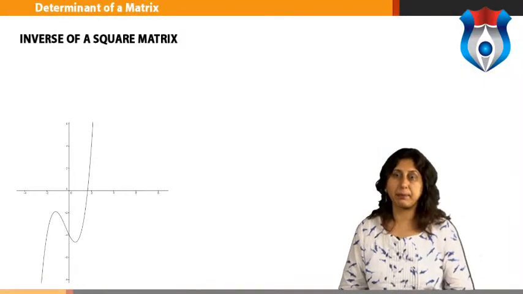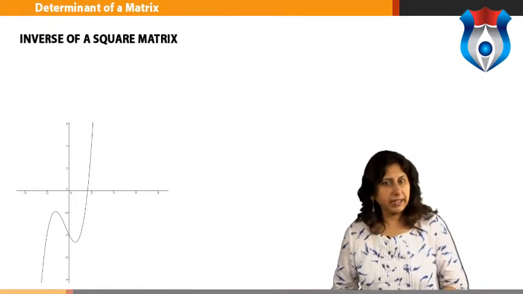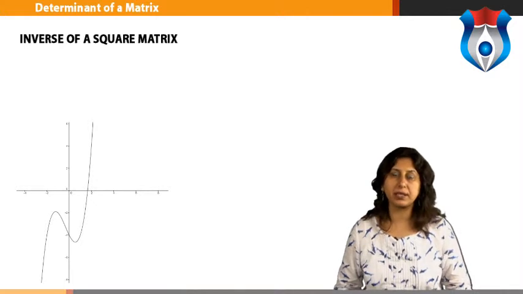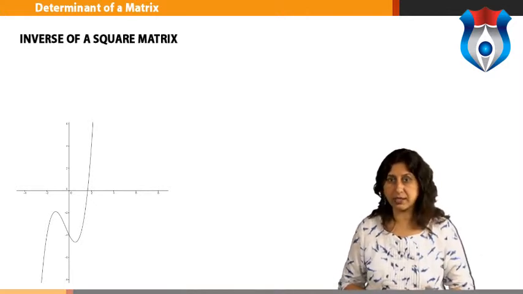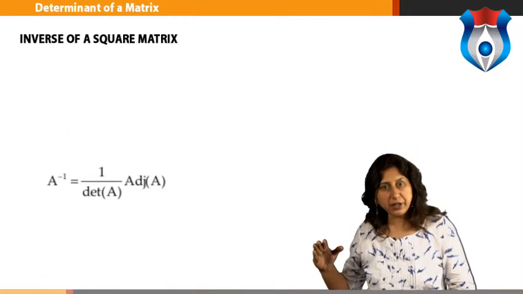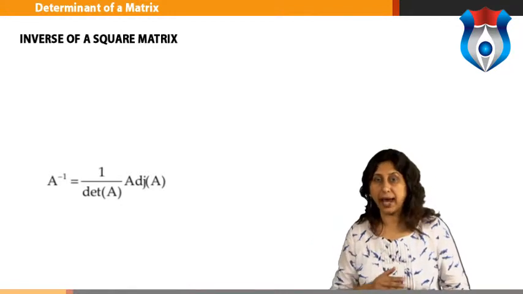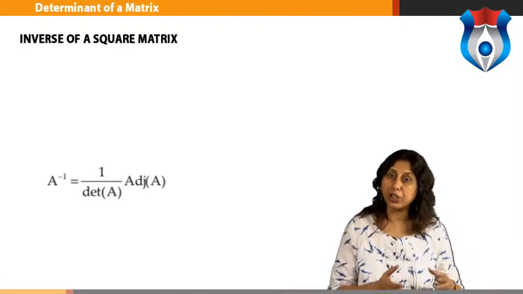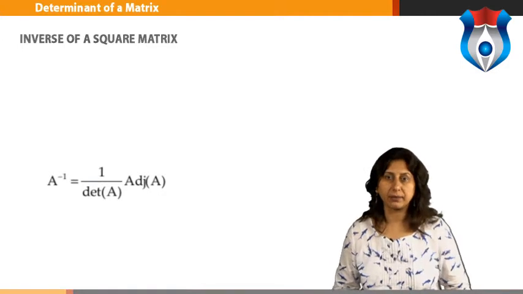Here we will discuss the inverse of a square matrix. The inverse of a square matrix A with a non-zero determinant is the adjoint matrix divided by the determinant. This can be written as A inverse is equal to 1 by determinant of A multiplied by adjoint of A, or adjoint of A divided by determinant of A.